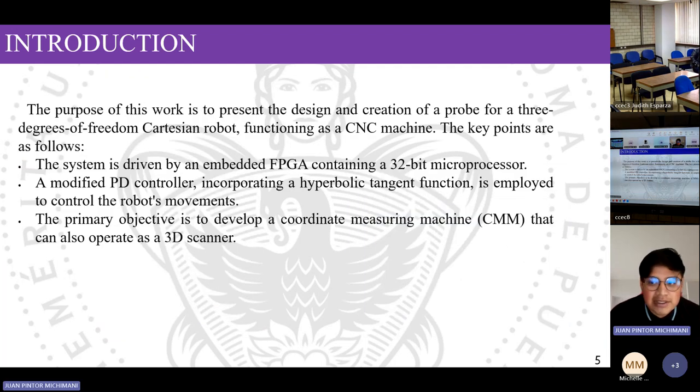The purpose of this work is to present the design and development of a probe for 3-degree-of-freedom Cartesian robots that function as CNC machines. The key points are as follows. The system is driven by an embedded FPGA containing a 32-bit microprocessor. A modified PD controller incorporating the hyperbolic tangent function is employed to control the robot movements, and the primary objective is to develop a coordinate measurement machine that can also operate as a 3D scanner.